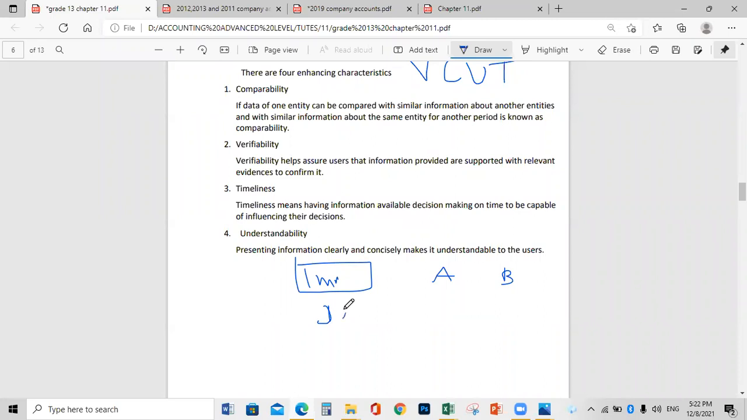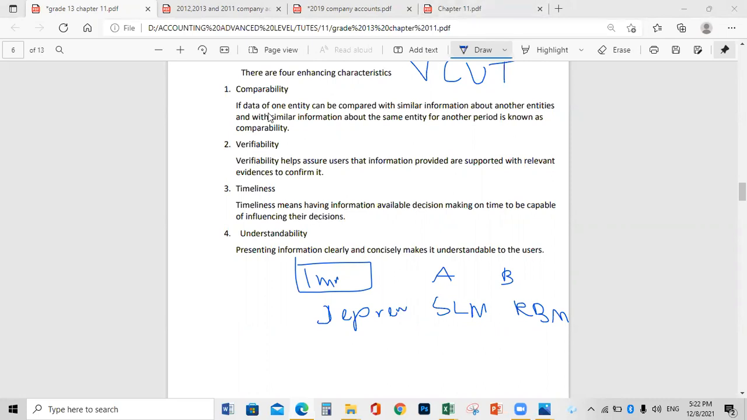You might have heard depreciation. Guys, depreciation, you can do depreciation two ways. One, you call it as straight line method. If you haven't studied, we will study it in the future. The other one, you call it as reducing balance method. Now, guys, if company A is following straight line method and company B is following reducing balance method, guys, can the users compare?